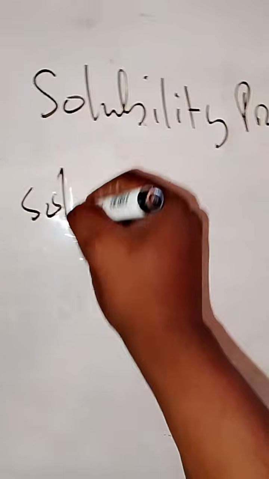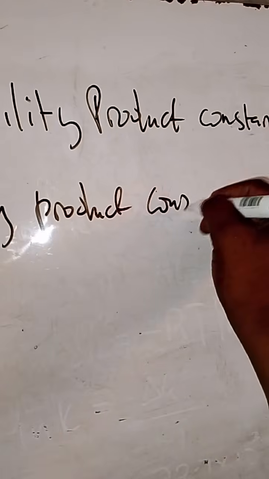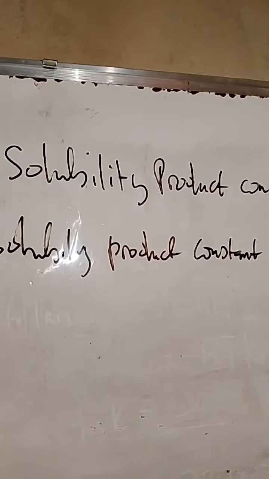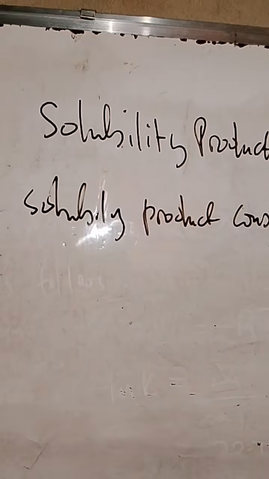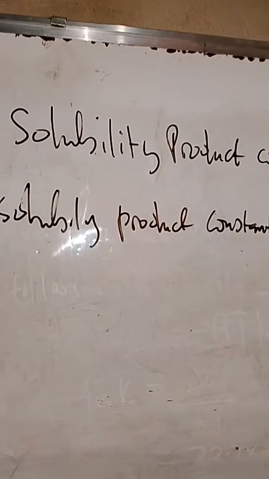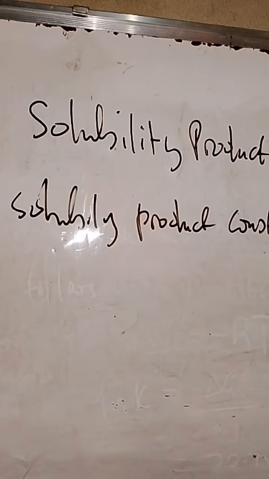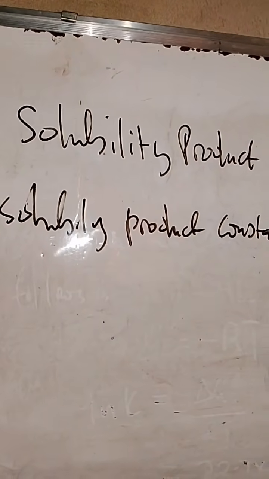Let's look at the solubility product constant, Ksp. The solubility product constant Ksp is the equilibrium constant for a solid substance dissolving in an aqueous solution.